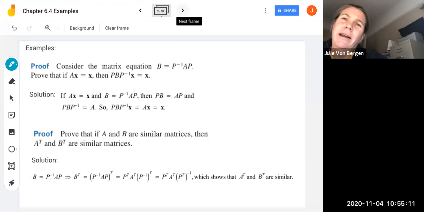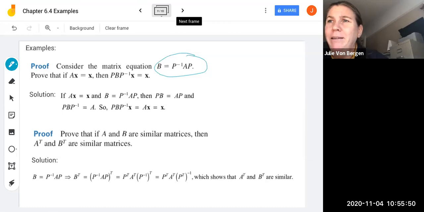And then here's a next example. We're going to look at two little proofs here. The first proof is to say, consider the matrix equation B equals P inverse multiplied by A multiplied by P, where P is a transition matrix. Then we want to prove that if AX equals X, then B multiplied by P inverse X equals P inverse X. So if AX equals X and B equals P inverse AP, then we get P multiplied by B is going to be A multiplied by P.